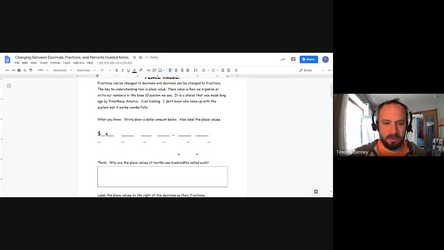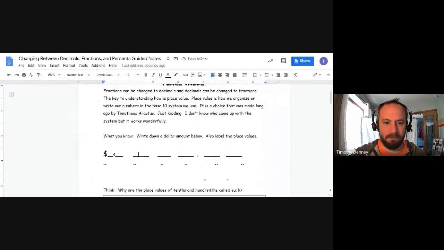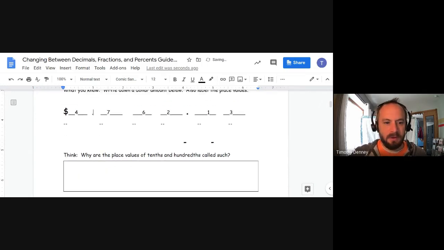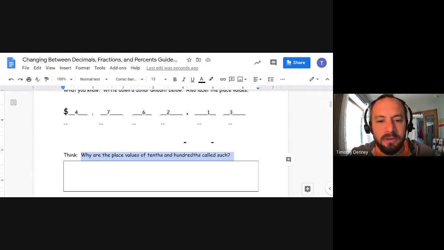I'm just going to put any random dollar amount here. Let's go with, say, 7. Just putting some random numbers here. Nothing special about them. So $4,762.13. Now a question. Why are the place values of tenths and hundredths called such?